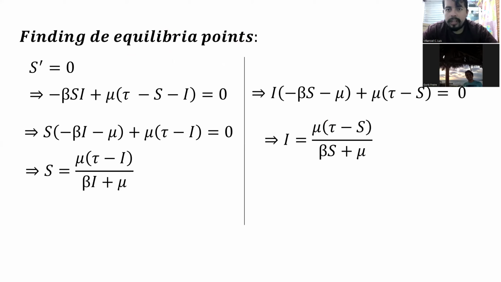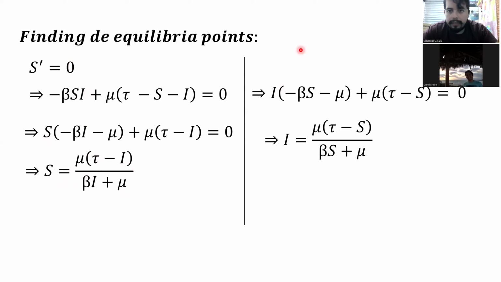So we are going to continue analyzing the qualitative behavior of the system. For example, S prime equal to 0 implies that minus beta S I plus mu times tau minus S minus I is equal to 0. If we consider the common factors S and mu, we are going to have S times minus beta I minus mu, plus mu times tau minus I, equal to 0. And this tells us that while beta I plus mu is different from 0, we are going to have this result: S equals mu times tau minus I over beta I plus mu.